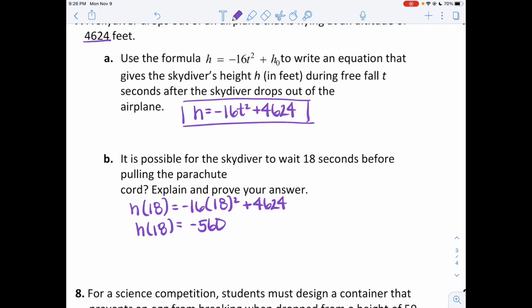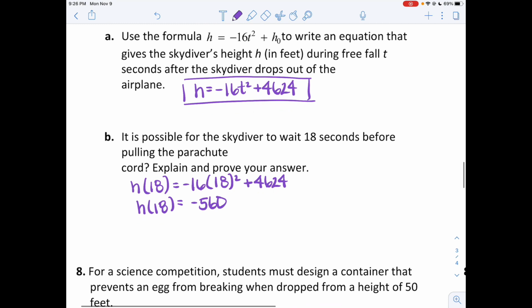And now we're at negative 560. So after 18 seconds, not only have we hit the ground at h equals 0, we have gone into a hole in the ground, if there was such a thing, that's 560 feet down. So that definitely means that this skydiver would not be able to wait 18 seconds before pulling the parachute because he would have already hit the ground and gone splat.